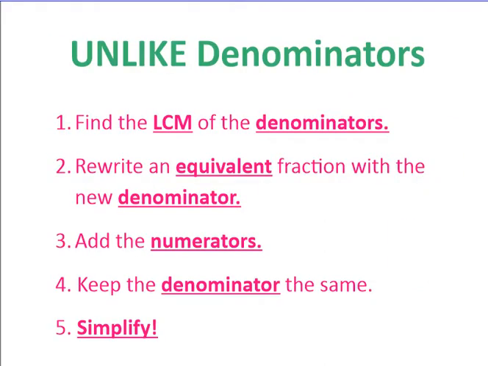Okay? All right, now let's take a look at what happens when the bottoms are not the same. So this is where it gets just a little bit more complicated. So the first thing I'm going to do is, just like when I was ordering the fractions, I'm going to find the LCM of the denominators, and I'm going to rewrite an equivalent fraction of the denominators. This should not be totally new to you because this is exactly what we did when we were ordering the fractions. Then I'm going to follow the exact same rules I just did for like denominators. I'm going to add the numerators together, keep the denominator the same, and simplify.